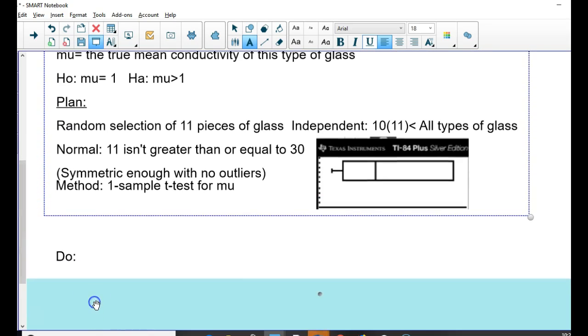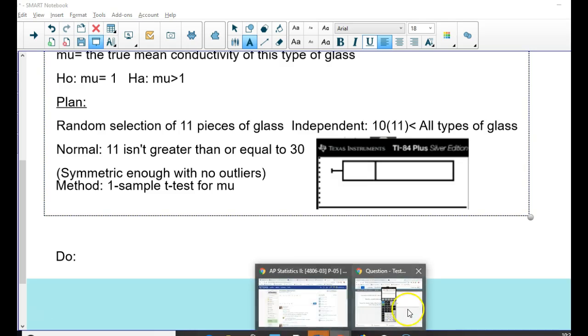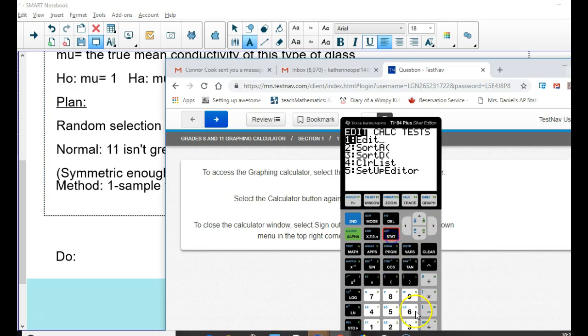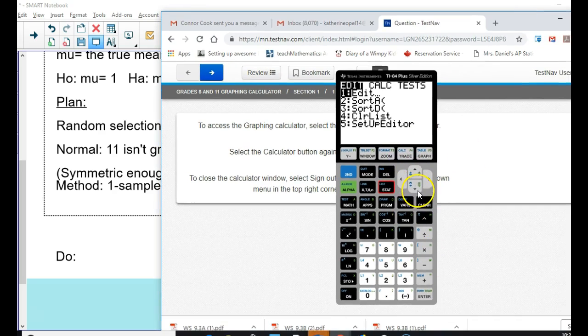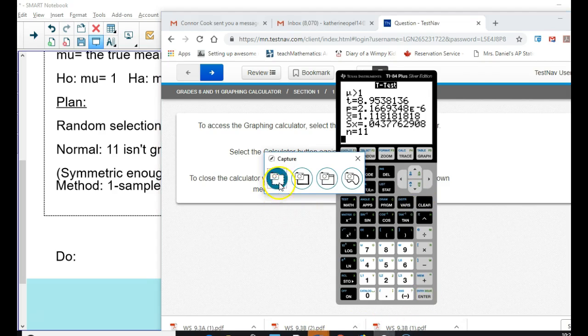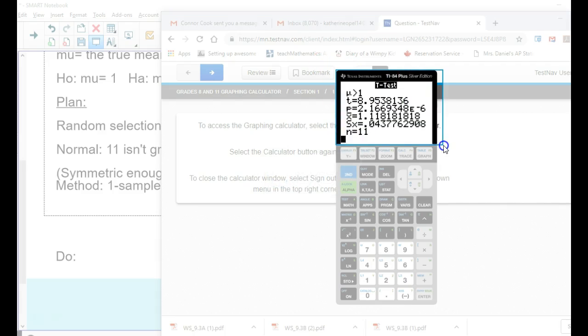The do part, okay, so this is where I'm going to go to the calculator. And I already have my data in L1. Let me move this up a little bit. You can see that there. So now I'm going to go over to stat, go over to tests, and do a t-test. I have data. My mu right now is 1. My data is in L1, and I'm doing a test that is greater than for my alternative hypothesis. I'm going to calculate. I'm now going to take a screenshot of this.